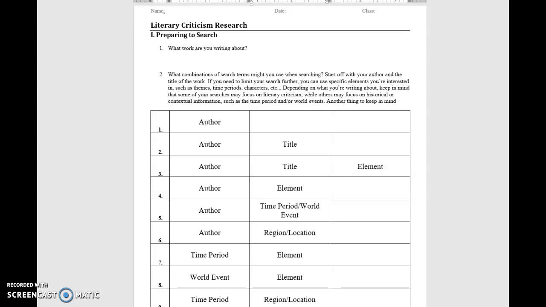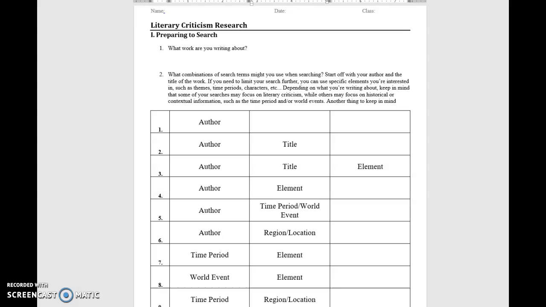So you do that. Search author, title, and the specific element you're interested in, and see if there are any articles that talk about that. Now, you may find that there are not many articles, or there aren't any at all, that talk about the specific work that you're looking at. Again, it depends on how obscure it is. If that's the case, then you would want to search for author in the first search box, and then the particular element that you're looking at.